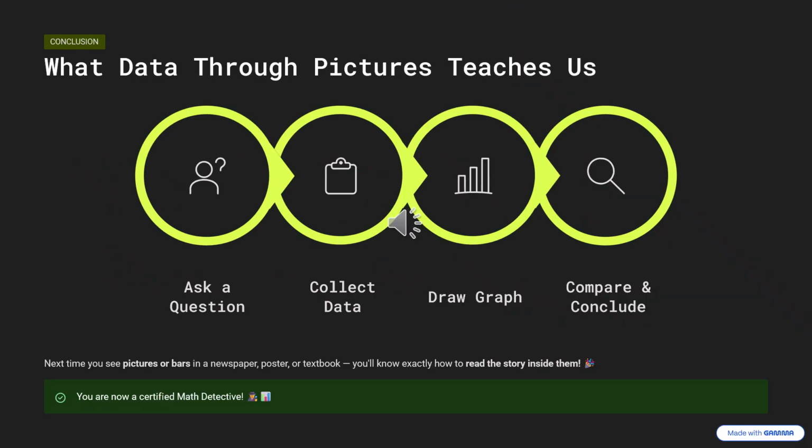Today we learned that every graph starts with a question. First we ask a question, then we collect data. After that we organize it. Next we draw a pictograph or a bar graph. Finally we compare the information and draw conclusions. You have now learned how to read data like real mathematicians. Congratulations, you are now math detectives.